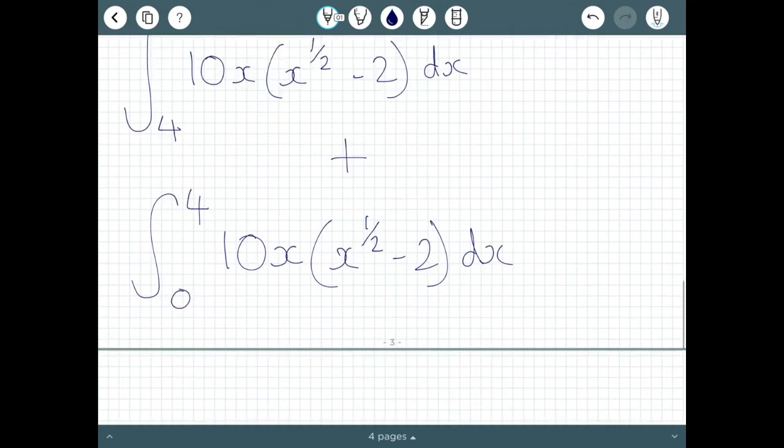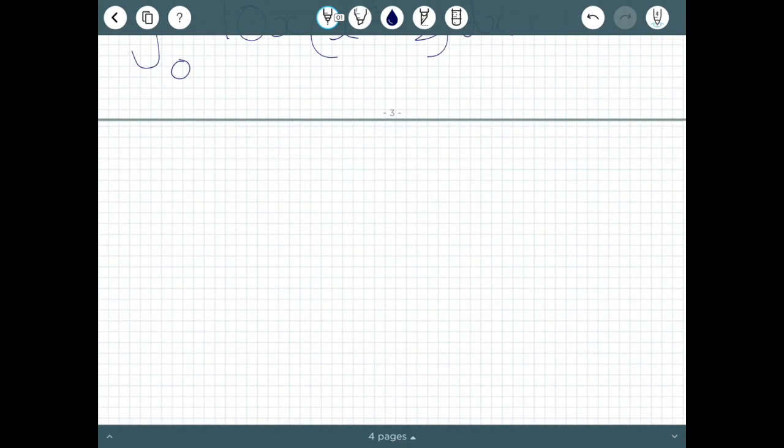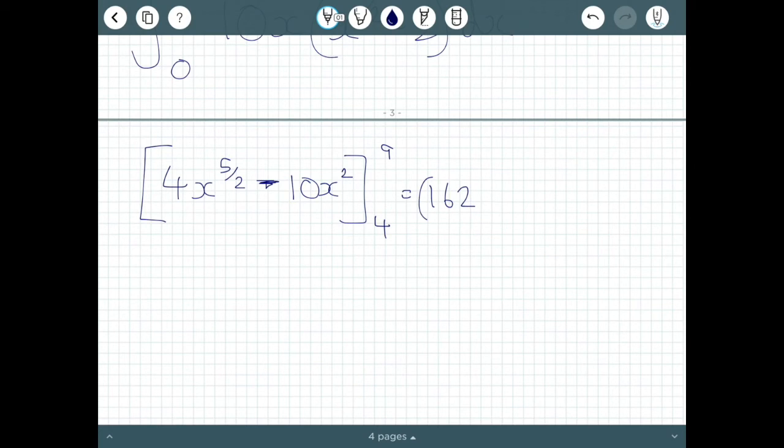Looking at what I've got, we already have the integrated form, so let's just substitute in the values. That's going to be 4x to the power of 5 over 2 minus 10x squared, and let's take the limits for this one to be 9 and 4, and so you'll end up with 162 minus, in brackets, minus 32, which will give you 194.